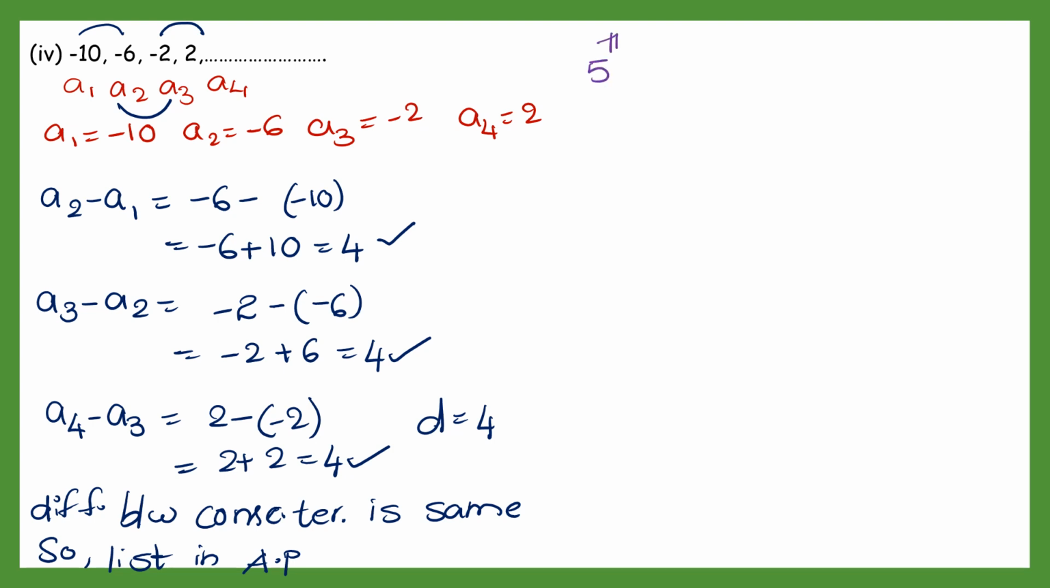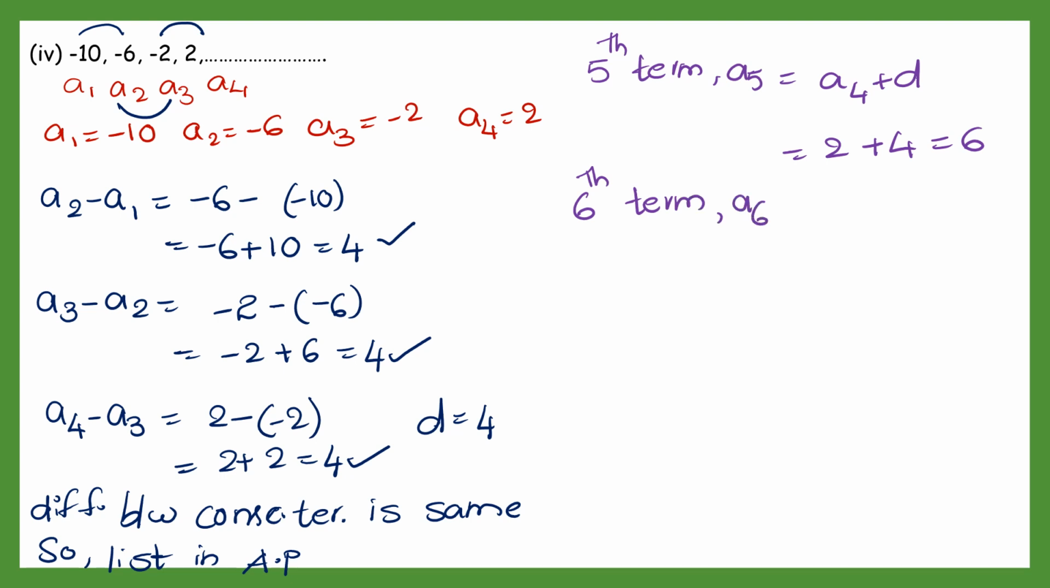Fifth term. Fifth term A5 is nothing but the fourth term A4 plus common difference. Fourth term is 2, plus common difference, you got 4. So 6. 2 plus 4 is 6. Next, sixth term. Sixth term A6 is nothing but the fifth term plus common difference. Fifth term is what? You got 6 now. 6 plus common difference 4. 6 plus 4 is 10.